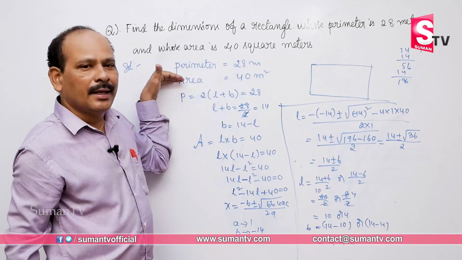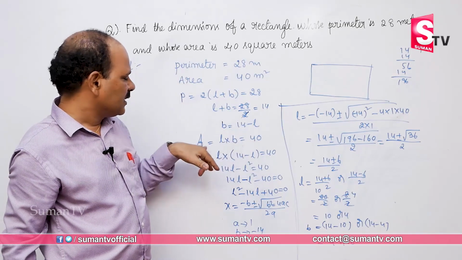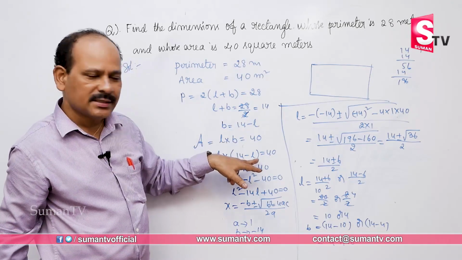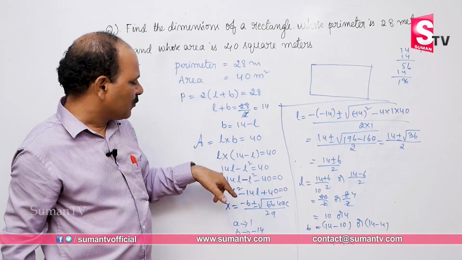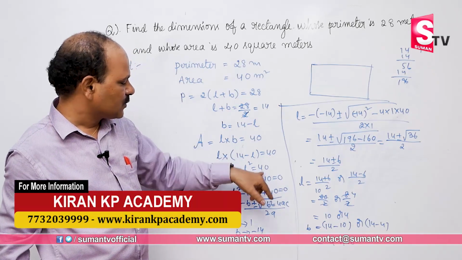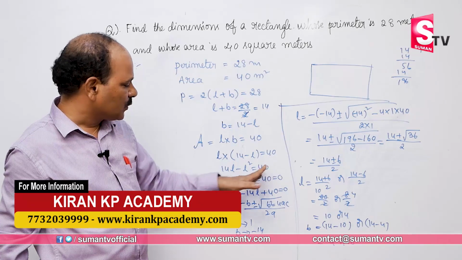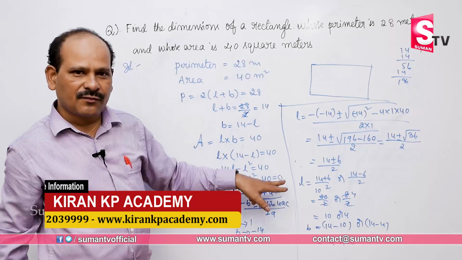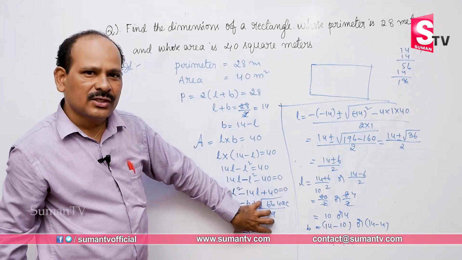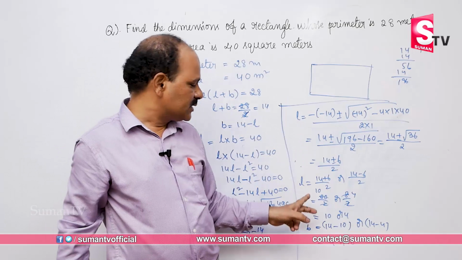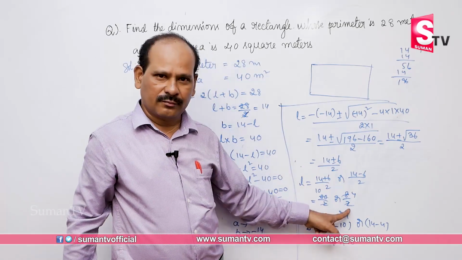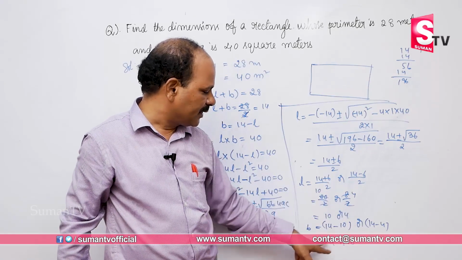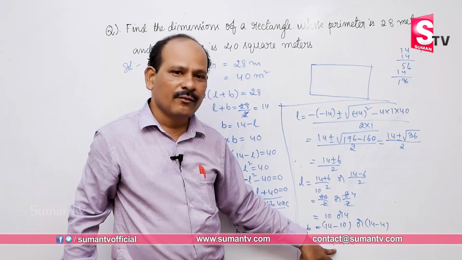Next, I took the area. Area is given as 40. Area formula is L into B. In place of B I am substituting 14 minus L. L into 14 is 14L, L into minus L is minus L square, equal to 40. I am sending 40 to the left side so that it becomes minus 40. I am writing it in quadratic equation form. By using the quadratic equation formula, I am getting L value equal to 10 or 4. When I substitute these two values, I am getting breadth equal to 4 or 10.